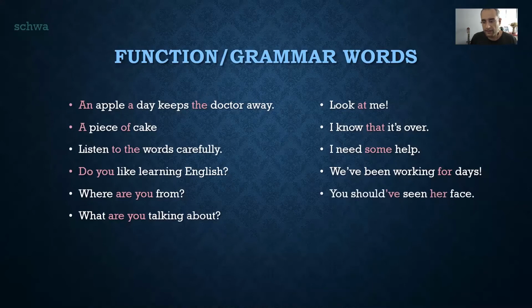Okay, sometimes in perfect modals, should have, would have, must have, could have, we use the weak form of have. So you just say, you should have seen her face. You can say should have, that's also good. But mostly you should have seen her face.